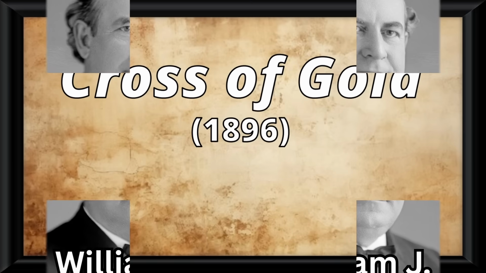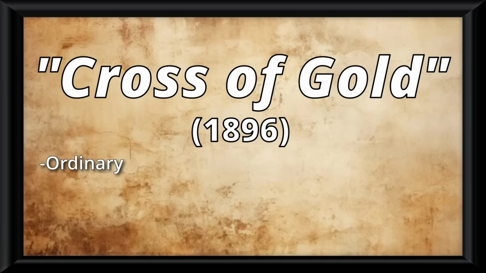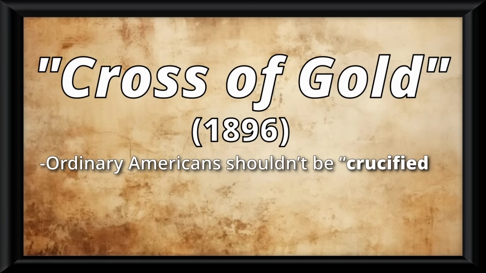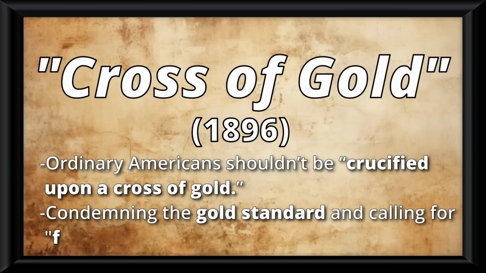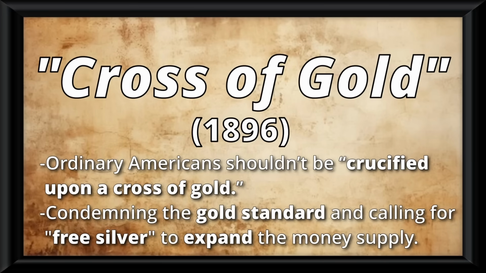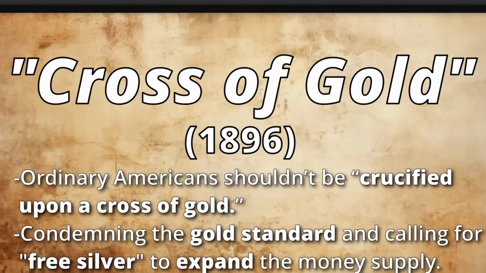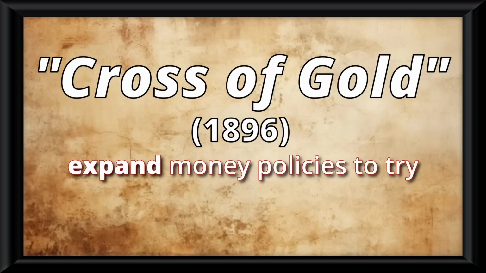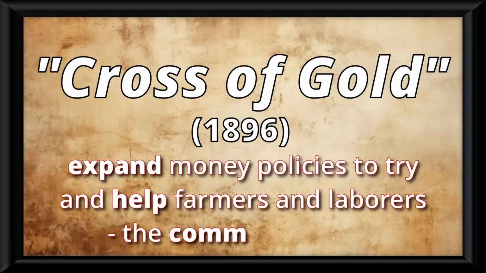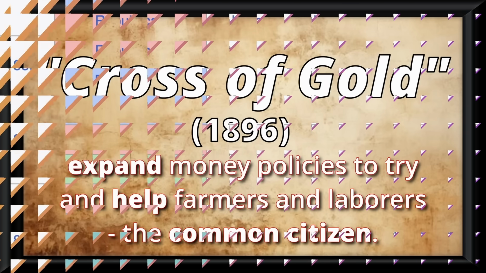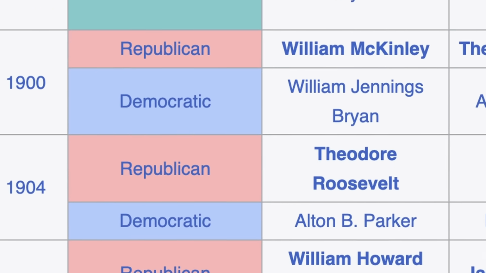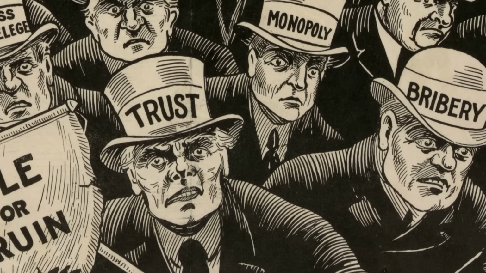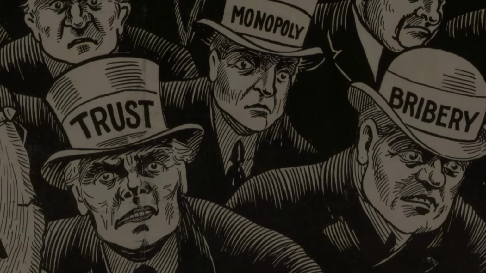He's best known for his famous Cross of Gold speech, where he argued that ordinary Americans shouldn't be, quote, crucified upon a cross of gold, condemning the gold standard and calling for free silver to expand the money supply. Now, this speech is a little complex to understand, but to simplify it, all he was really trying to do is expand money policies to try and help farmers and laborers, so basically the common citizen. Now, even though populists won't be elected for any presidential elections, you will see their ideas come up again in progressivism and the New Deal.